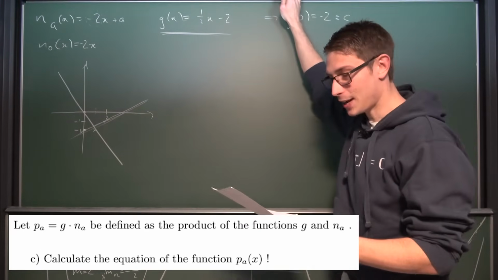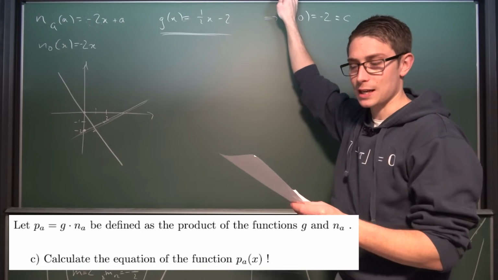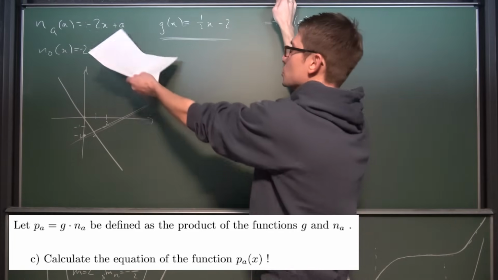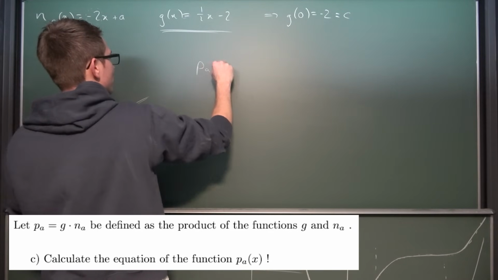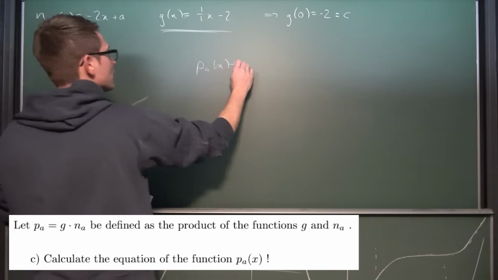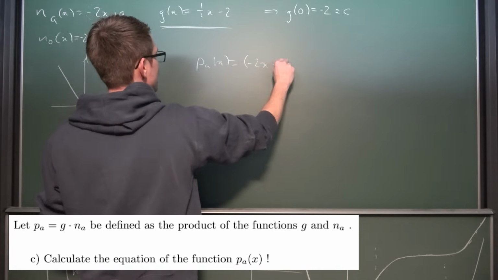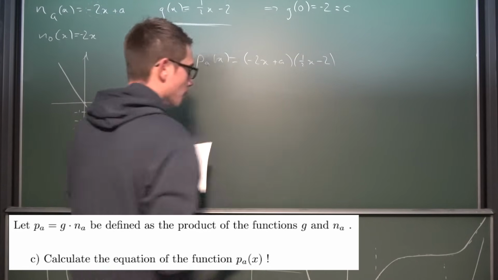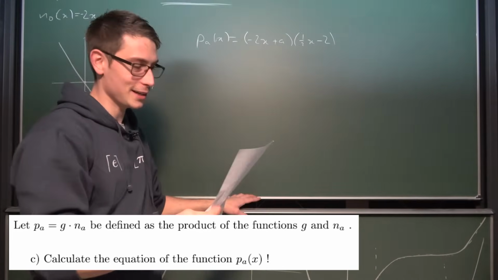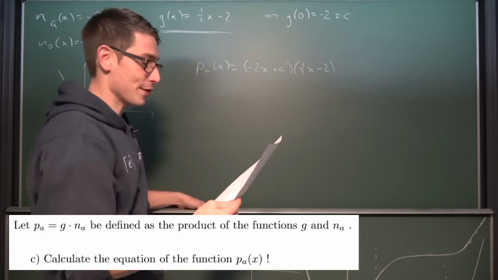Nice. Okay, next up. Let P_a be defined as g times N_a, as the product of those two functions that we have given here. So P_a of x is the same as those multiplied together. Namely, we are going to get (-2x + a) times (1/2 x - 2). And the first exercise is to calculate the equation of the function P_a of x. Hey, we are done. That is very nice.